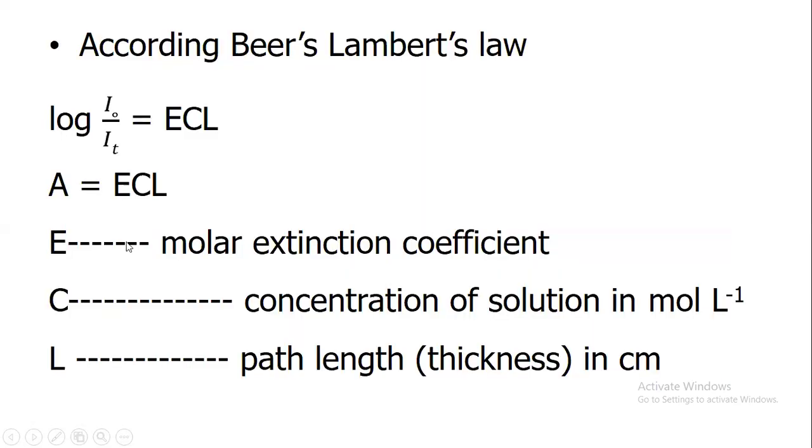Incident radiation I0, solution of thickness L, concentration C, transmitted radiation IT. Absorption of radiation by test sample in the form of solution. According to Beer-Lambert's law, log I0 over IT equals ECL, A equals ECL, where E is the molar extinction coefficient, C is the concentration of solution in mole per liter, and L is the path length, thickness in cm.